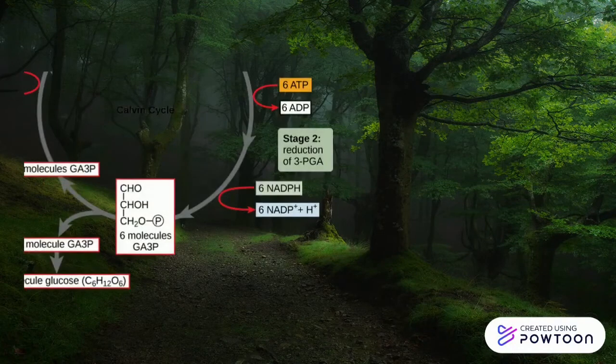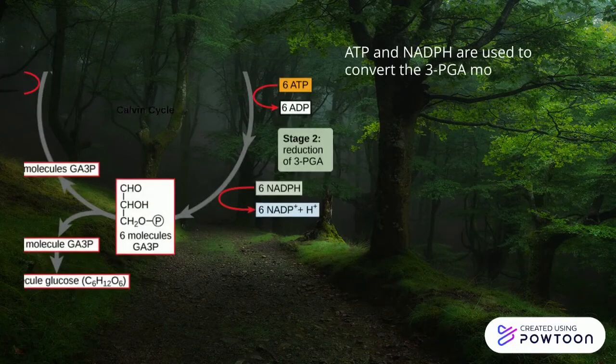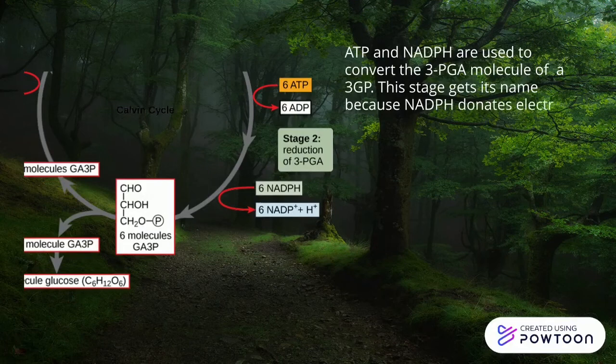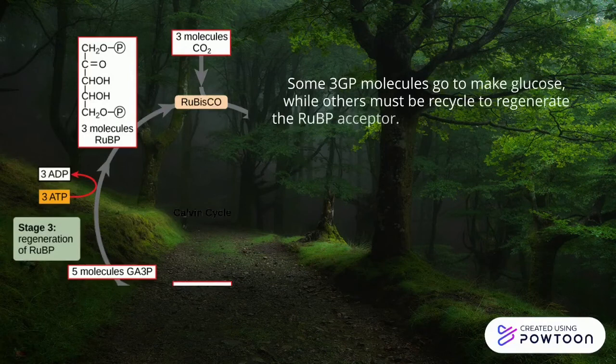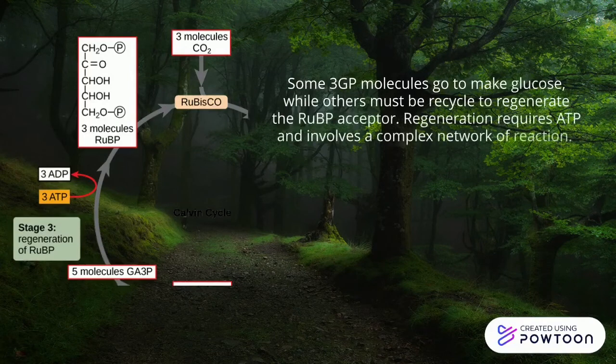Stage 2. ATP and NADPH are used to convert the 3-PGA molecules into G3P. This stage gets its name because NADPH donates electrons to reduce a 3-carbon intermediate to make G3P. Last stage. Some G3P molecules go to make glucose, while others must be recycled to regenerate the RuBP acceptor. Regeneration requires ATP and involves a complex network of reactions.